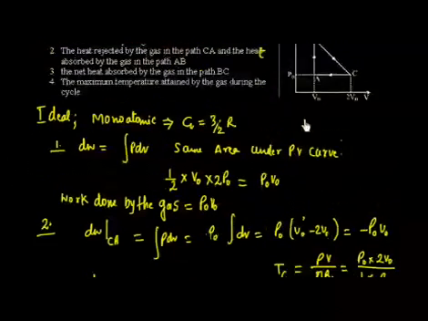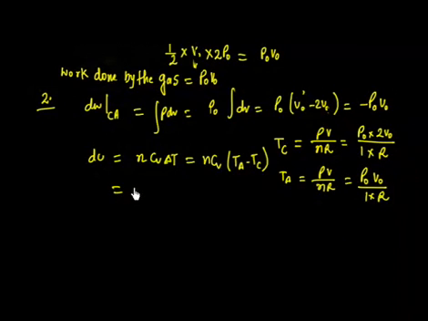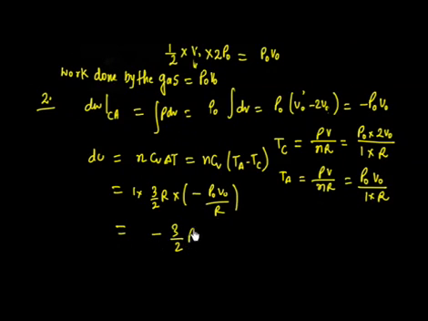Now the temperature at A minus the temperature at C will give you dU. So this is n CV dT. Here n is 1, CV for monoatomic gas is 3/2 R, and the temperature at A minus the temperature at C is minus P0 V0 by R. So R cancels out, and we will have minus 3/2 P0 V0. This is basically the dU.